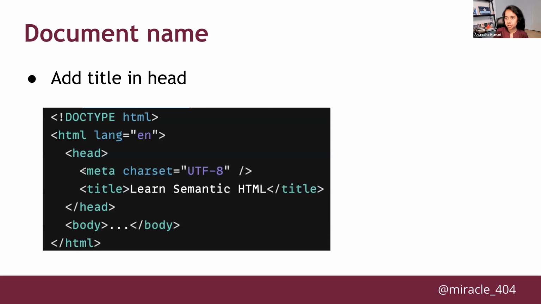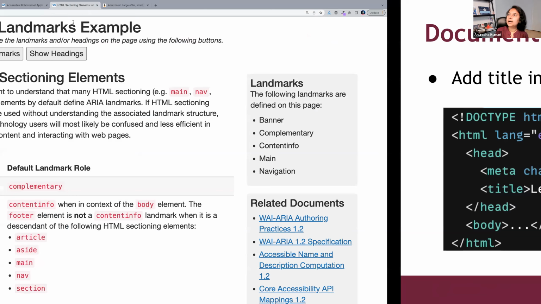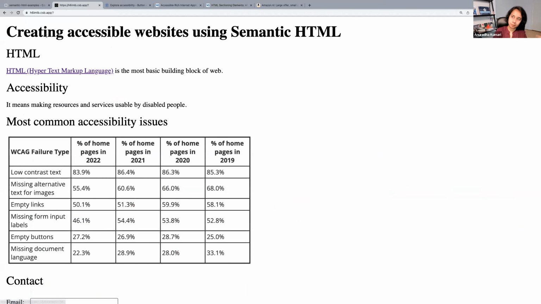So first and foremost, the most important thing is to document the whole page. It should have a name, right? So how do you give it a name? We do it by adding a title in the head tag. In the HTML element, we have a head in which we add a title. So for example, I have an example here where I have not added any title.